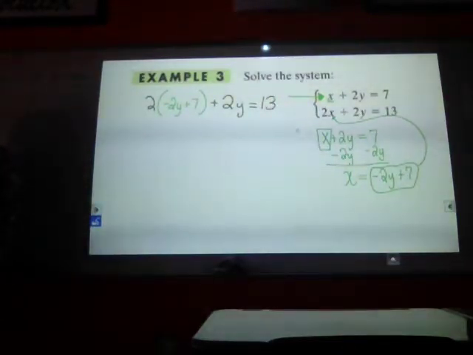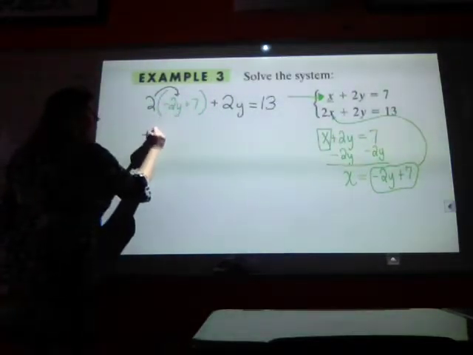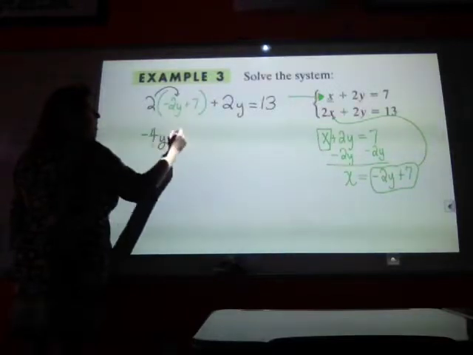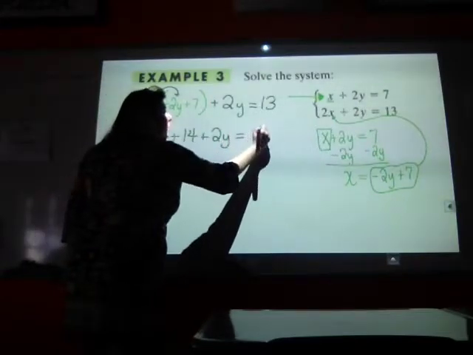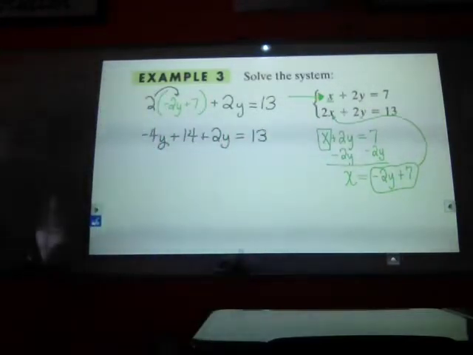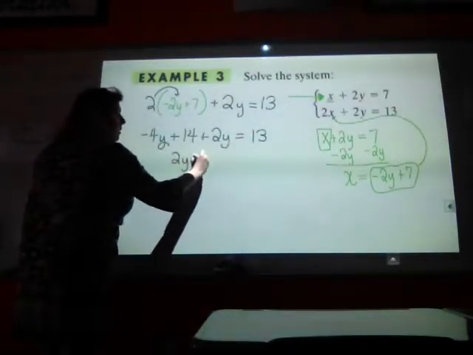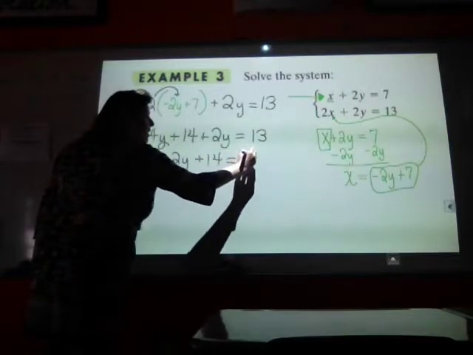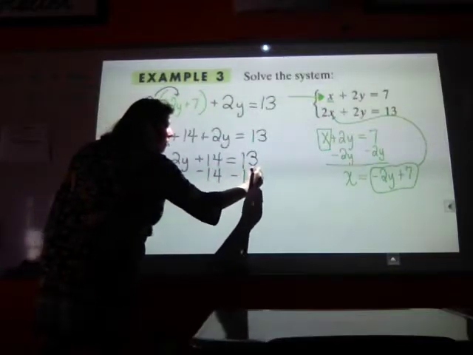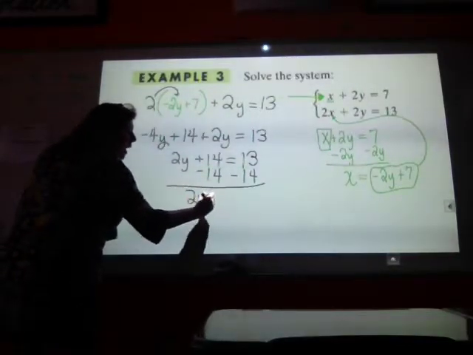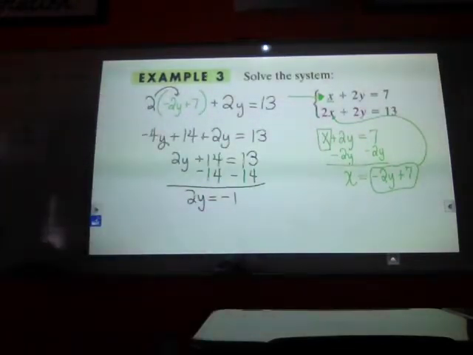Now what do I have to do? Just solve. All right, that we know how to do. 2 times negative 2y is going to give me negative 4y. 2 times a positive 7 is going to give me 14. Plus 2y is equal to 13. And negative 4y plus 2y is going to get me negative 2y. Plus 14 is equal to 13. I'm going to subtract 14 from both sides. That gets me negative 2y equals negative 1.